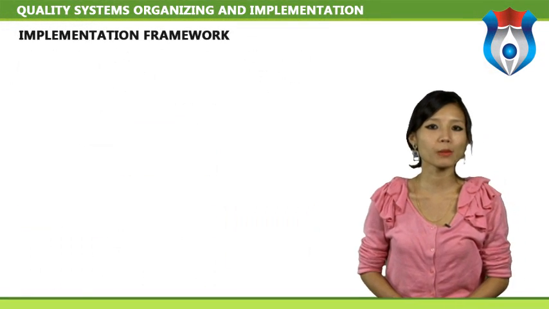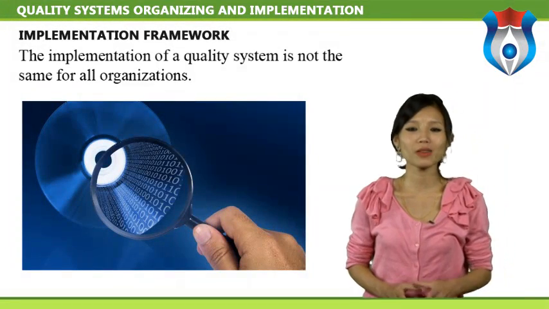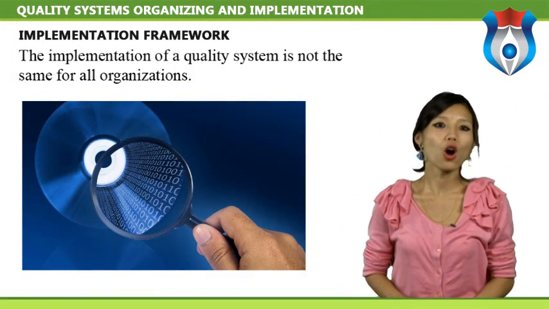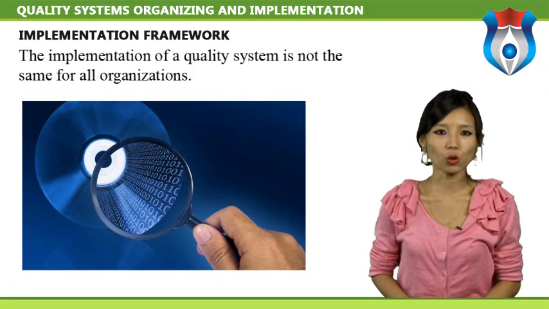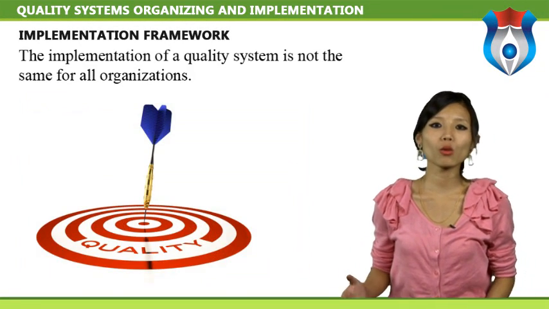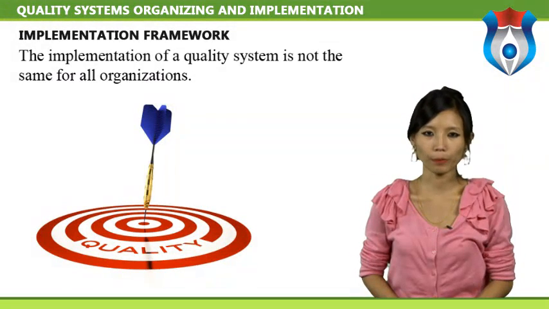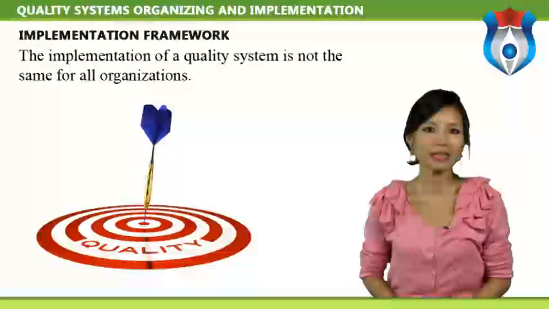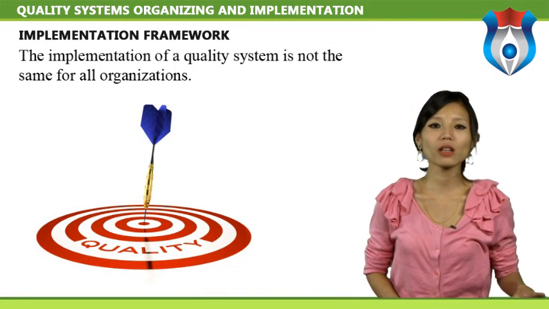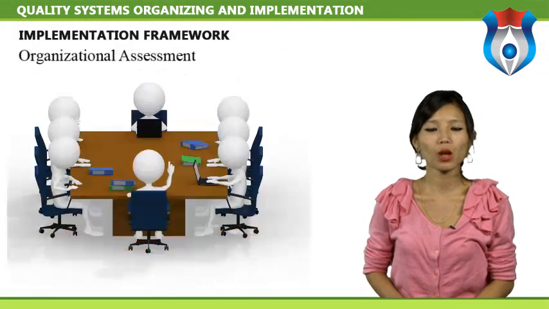Let us now discuss the implementation framework. The implementation of a quality system is not the same for all organizations. Therefore, the contingency theory of Galbraith can be applied for quality system implementation as well. In line with this theory, one can define two basic principles for quality system implementation. There is no single best way for implementing a quality system within different organizations. There is no single right quality system which can be applied in all organizations.